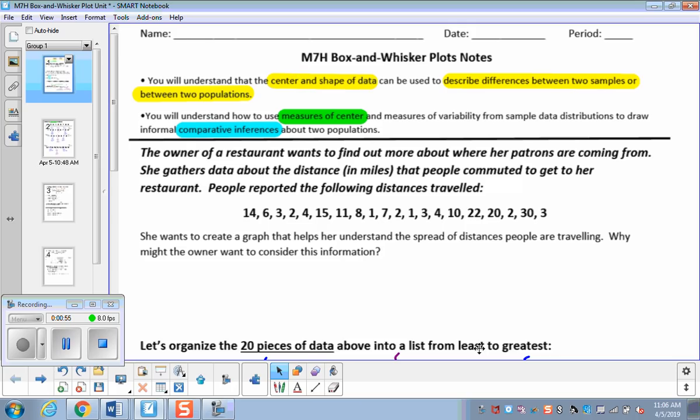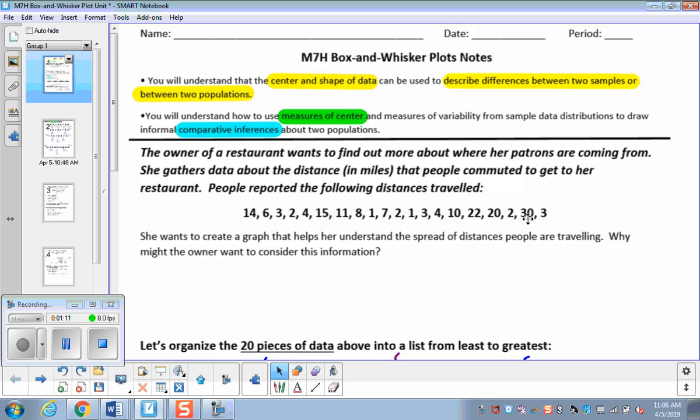So first, what we have here is a scenario where the owner of a restaurant wants to find out more about where her patrons are coming from. So she gathers data about the distance in miles that people are commuting to get to her restaurant. And people have started to report the following distances traveled.